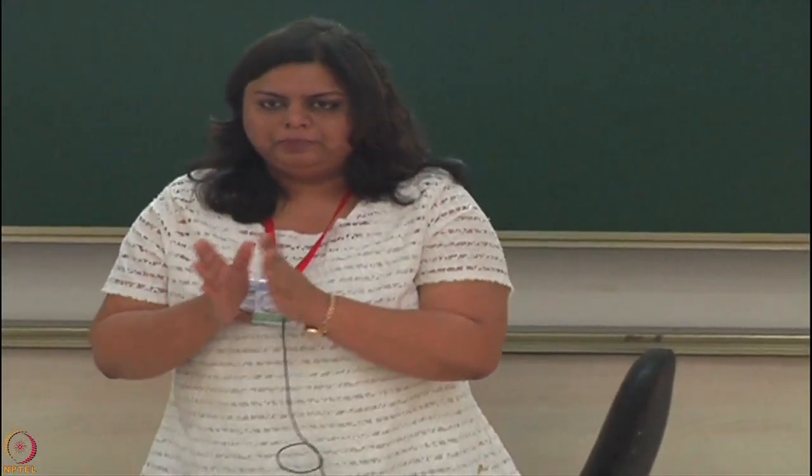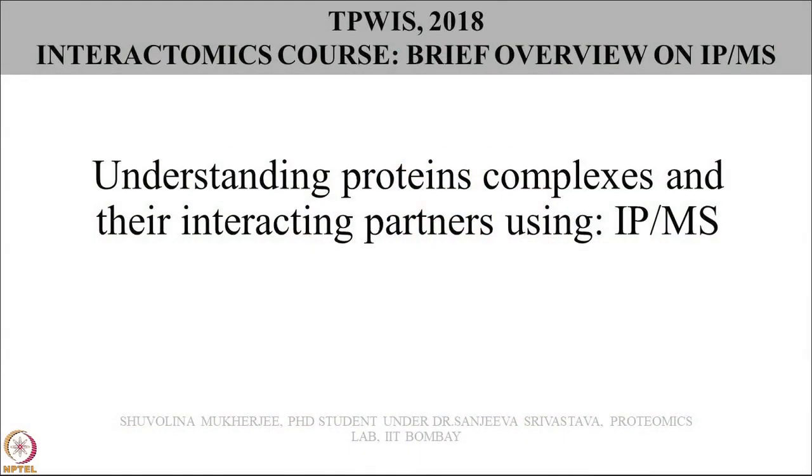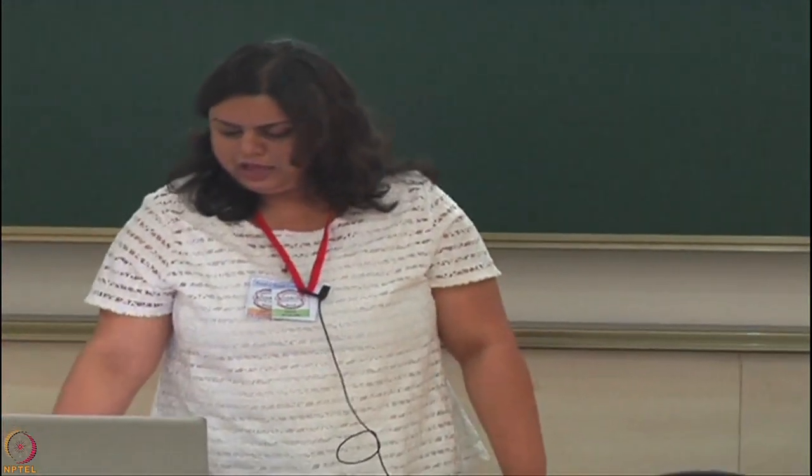Though immunoprecipitation, predominantly co-immunoprecipitation, is used even in Western blots, where you can use one protein and see whether it is interacting with another protein, and you can use a cross antibody and check it. So, this is how IP is conventionally used, but here we will be doing it differently. In Western blot you can identify maybe one interacting partner, but using mass spectrometry you can identify a plethora of proteins from your complex. So, I will be talking about understanding protein complexes and their interacting partners using IPMS.